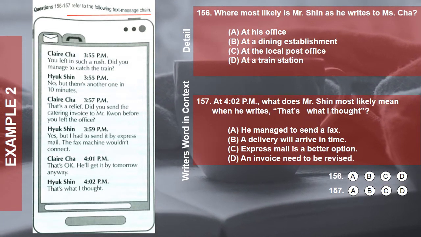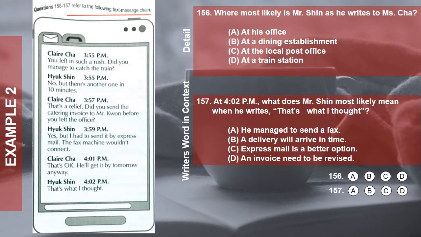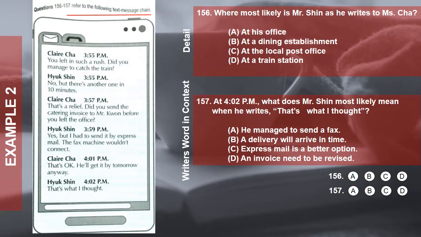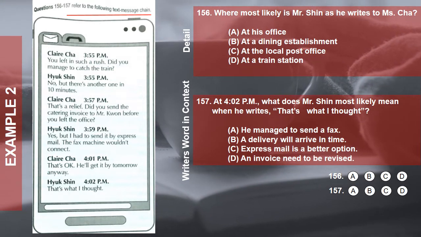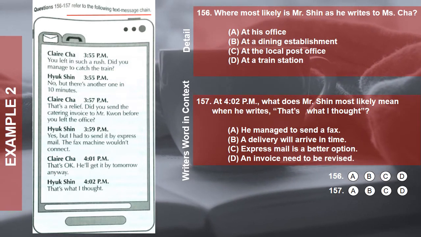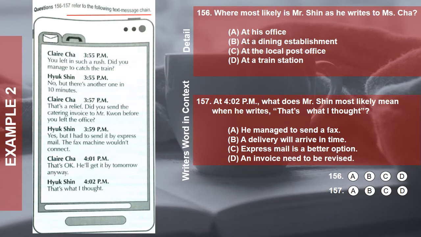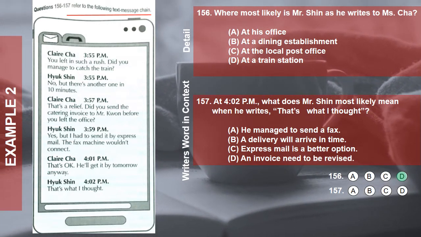"No, but there is another one in 10 minutes." Okay, so he's already at the train station then. So look at the answer. A, at his office; B, at a dining establishment. At a dining establishment is a restaurant, right? C, at the local post office; D, at a train station. So for 156, the correct answer is D.